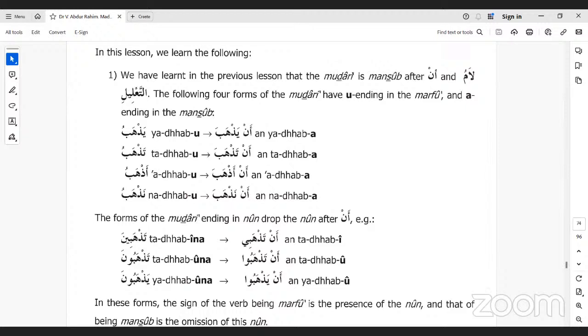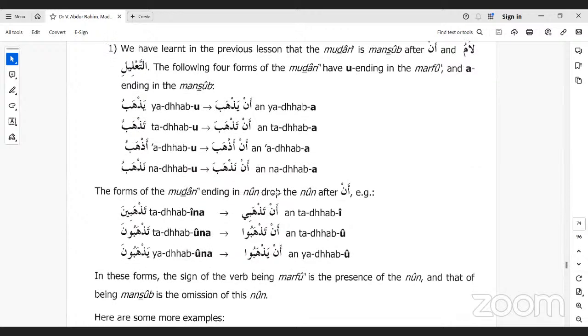The forms of the mudari ending in noon drop the noon after an, for example, tadhhabina, an tadhhabi. So here the noon with its fatha is dropped. Tadhhabuna, an tadhhabu. Again, the noon is dropped. And yadhhabuna, an yadhhabu. So in these forms, the sign of the verb being marfu is the presence of the noon, and that of being mansoob is the omission of the noon.